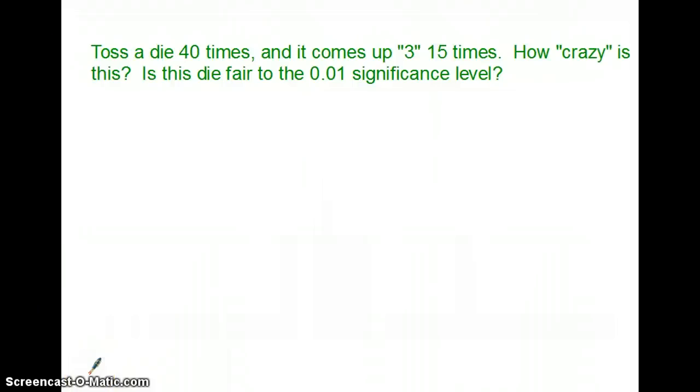All right, so here's an actual problem. I'm going to toss a die 40 times, and it comes up 3 in 15 of those 40. How crazy is that? That's kind of the question we're going to answer, but the way we're going to frame it is: is it fair, at the 0.01, the 1% significance level?